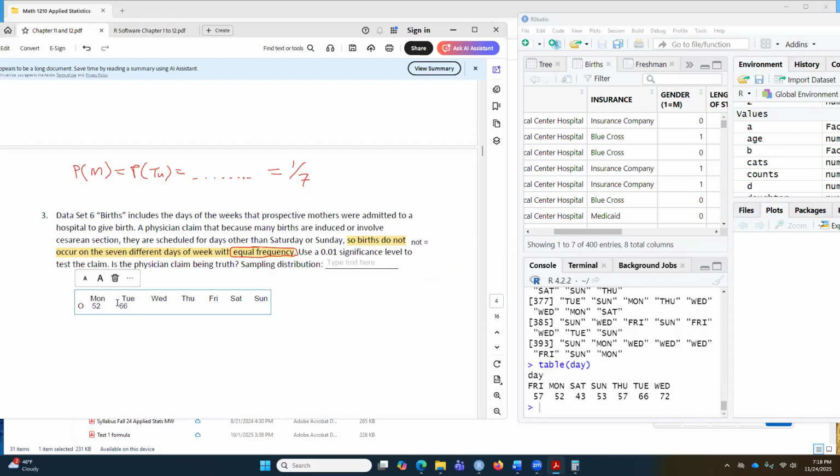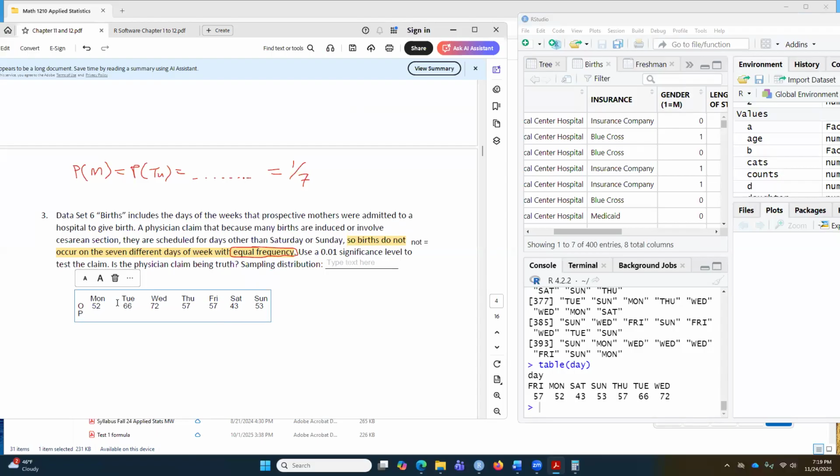Tuesday is 66. So when you type in RStudio, when you use the word table, it kind of puts your data in a table. So this is mostly what we're using quite a lot in this case. Wednesday is 72, 66 on Thursday. No, 57, sorry. 57 on Thursday. Friday is also 57. Saturday is 43. And Sunday is 53. Okay, so this is your observed frequency.